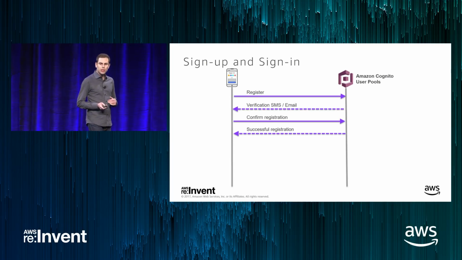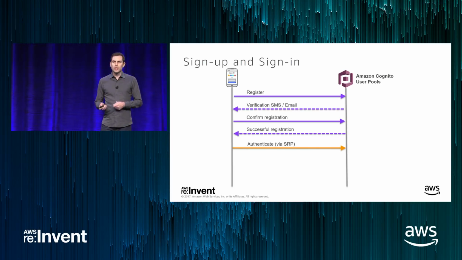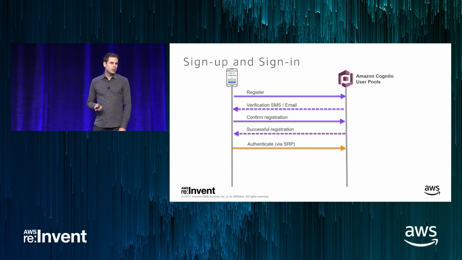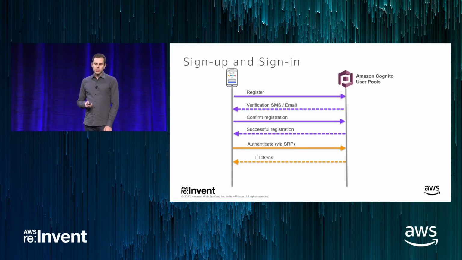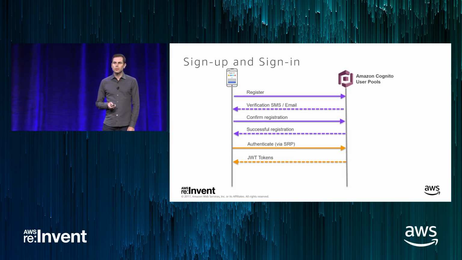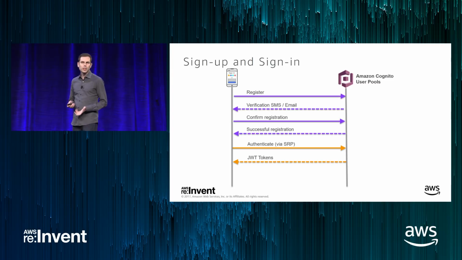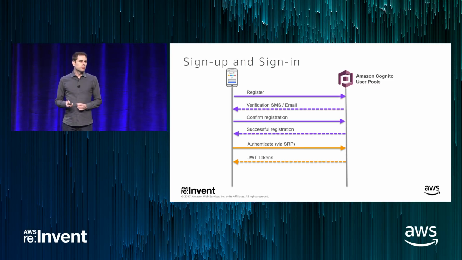So once the user goes to authenticate, this is done via Secure Remote Password, or SRP, as Vladimir said. When you authenticate and send correct credentials, Cognito User Pools returns to you a set of JWT tokens, or JSON Web Tokens. We'll talk more about those if you're not familiar. But what if you have other needs?